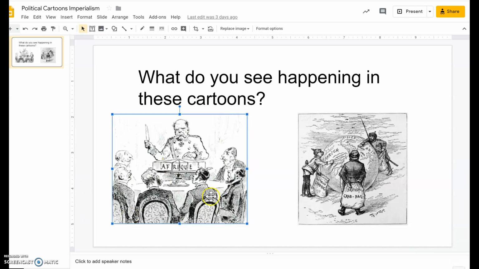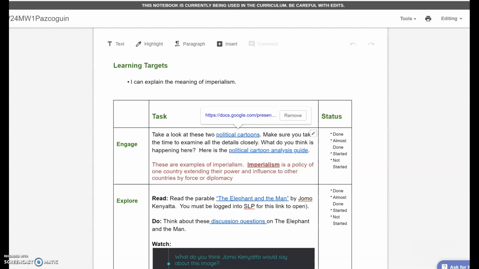Well, they're looking to get their piece of the pie here, their piece of the cake, right? They're looking to, would you say, exploit, maybe? To take parts, to take resources, take land from these countries for themselves? Well, in a nutshell, that's what imperialism is, and you're going to learn more about it in this lesson.